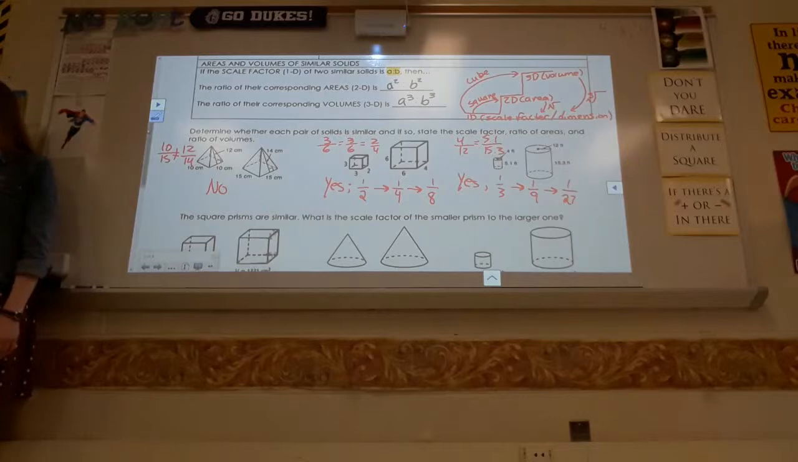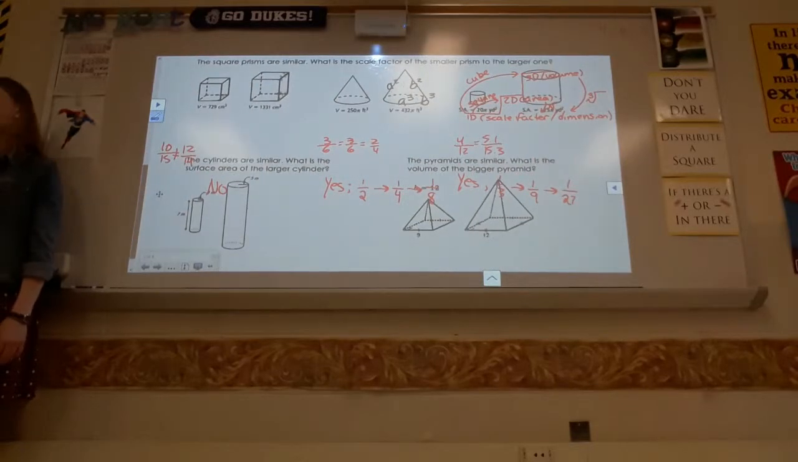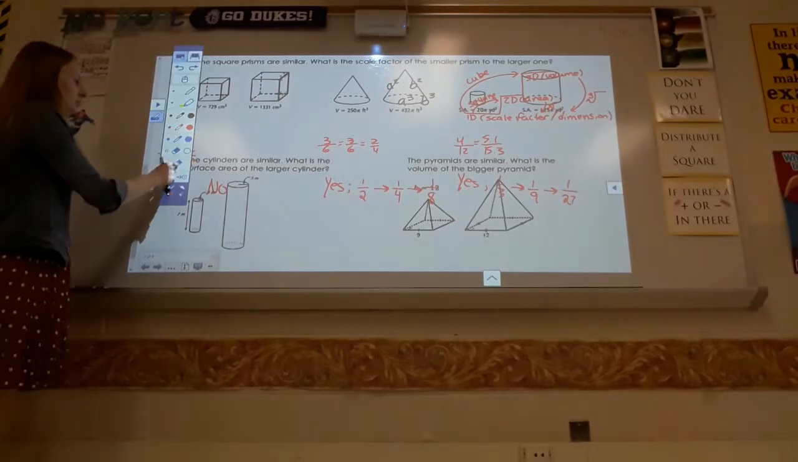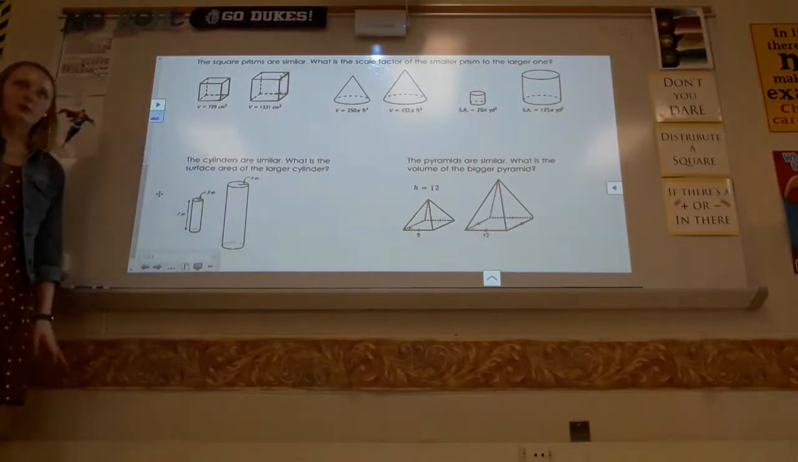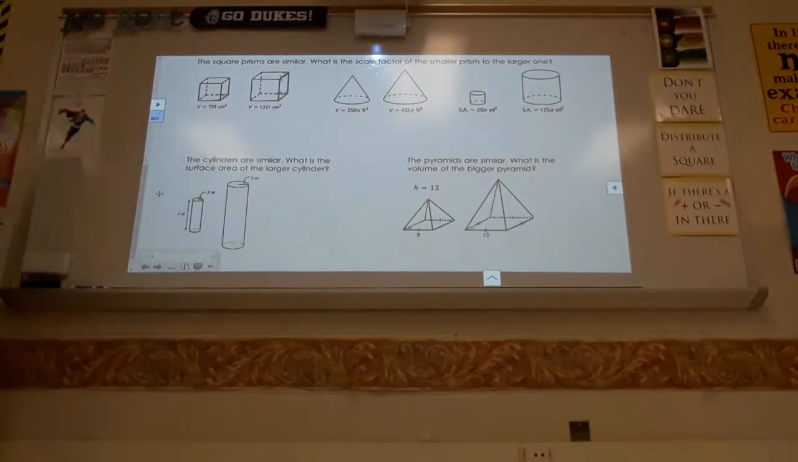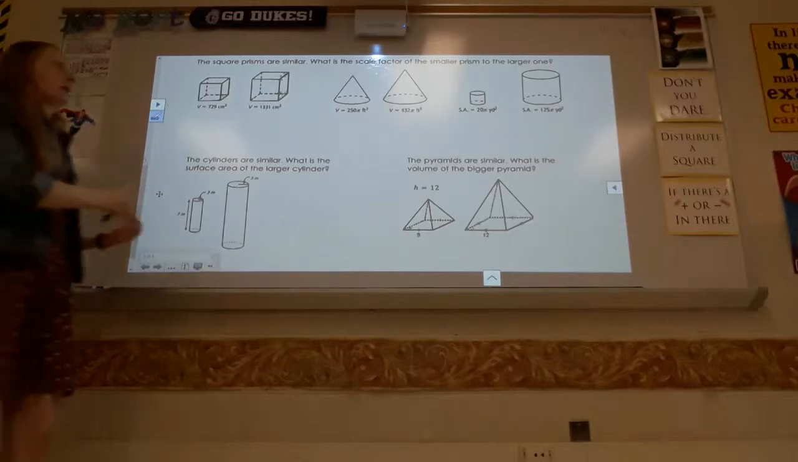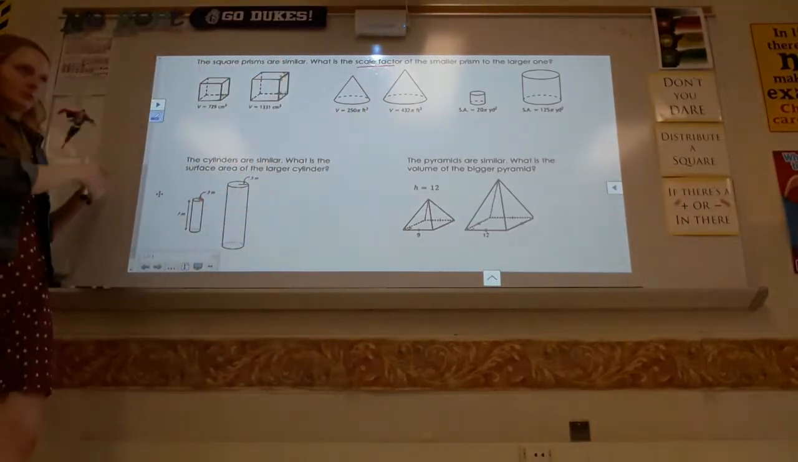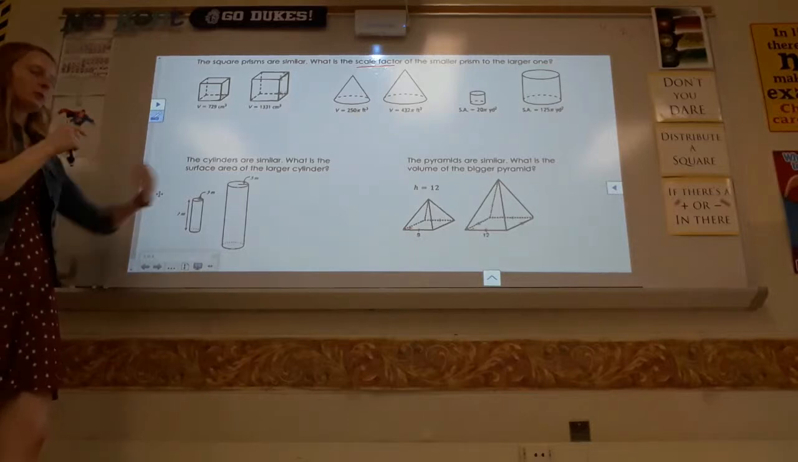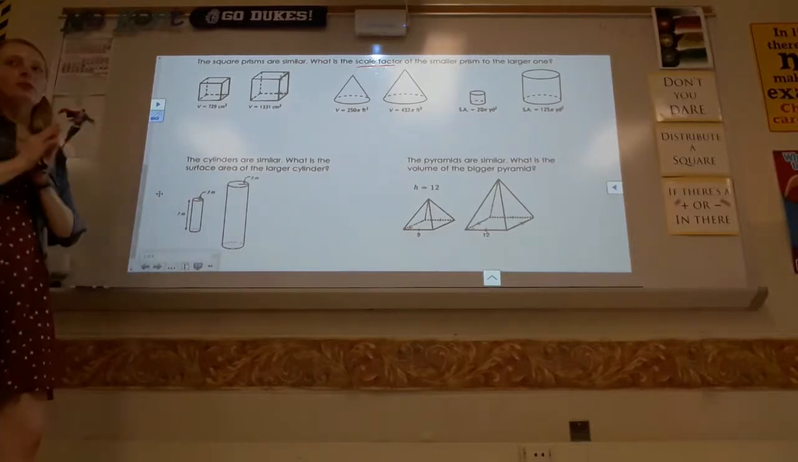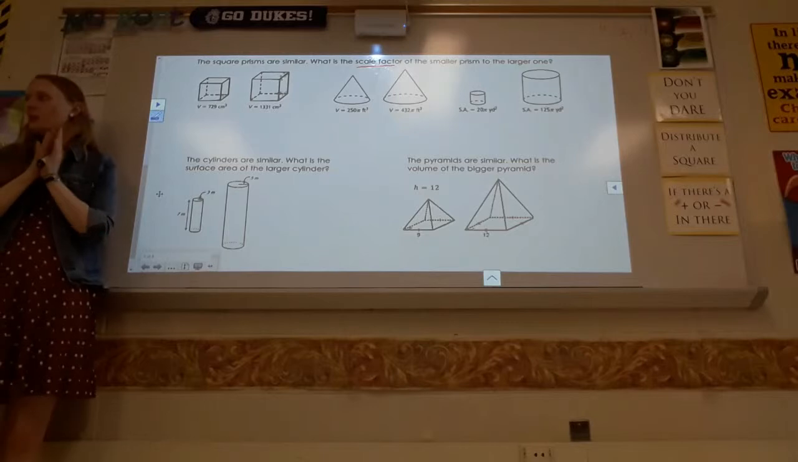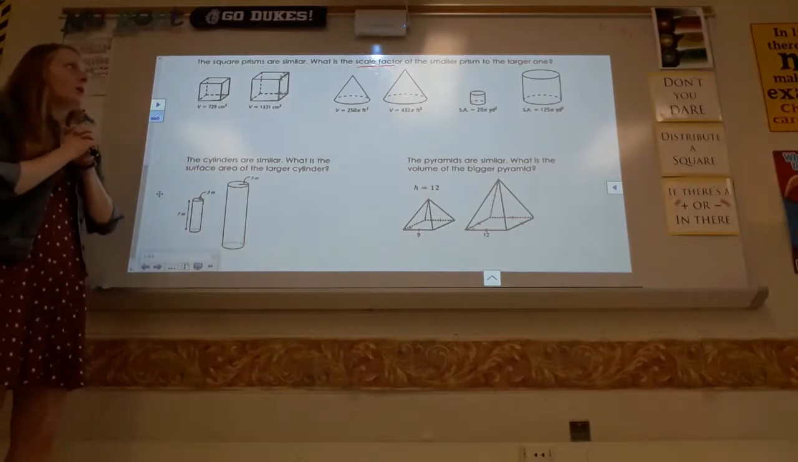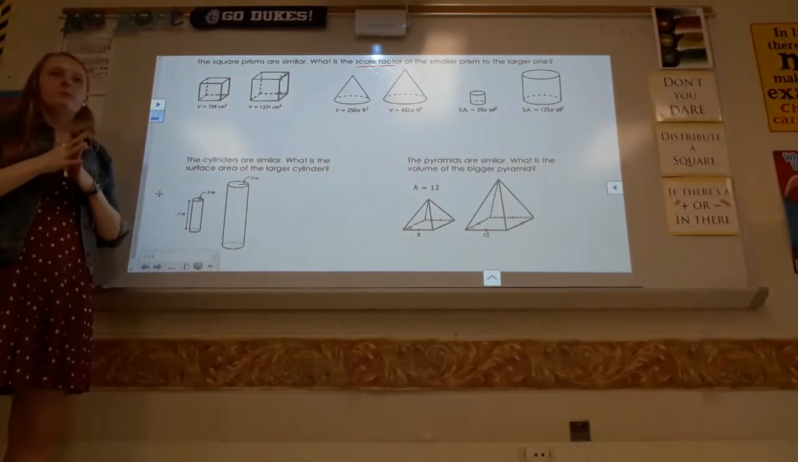Okay. The next set of questions is a little bit different. They're already telling you that they're similar, so we don't have that part of the question to worry about anymore. They are telling you that these are similar solids. They're after the scale factor of the smaller prism to the larger one, so they want the numbers to be in increasing order when you guys are writing the scale factor. Now this is where the staircase is going to be especially helpful. What dimension is scale factor in?